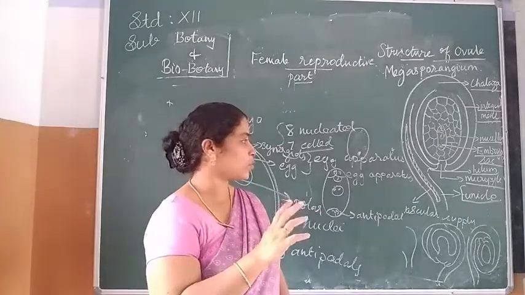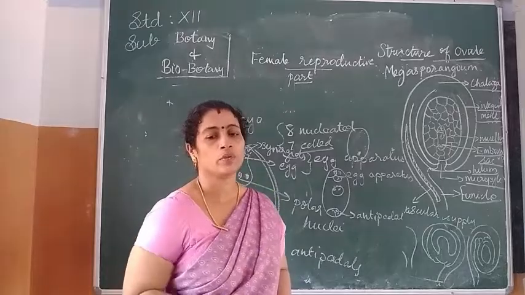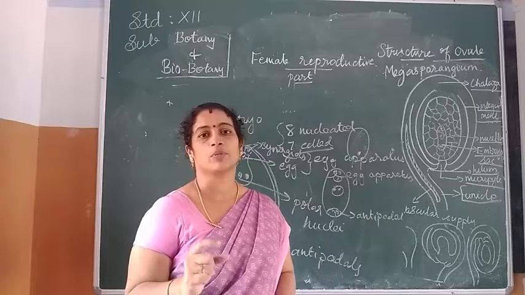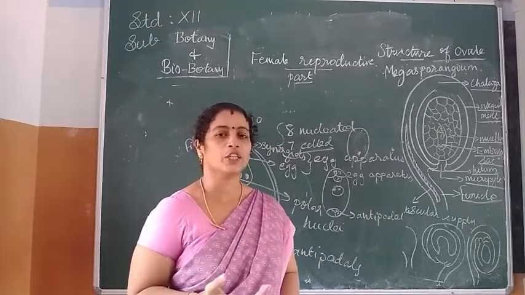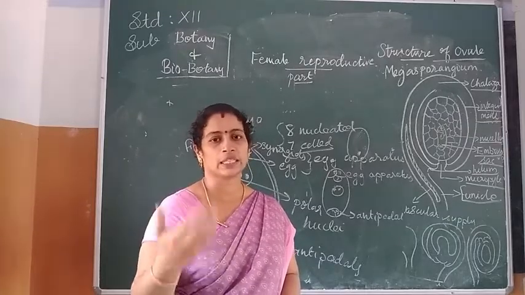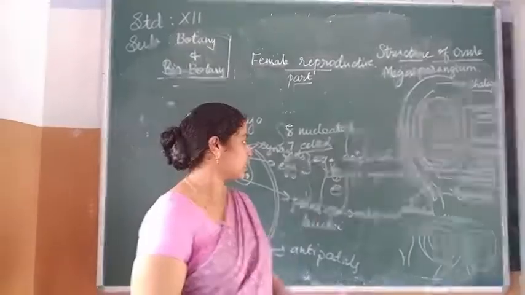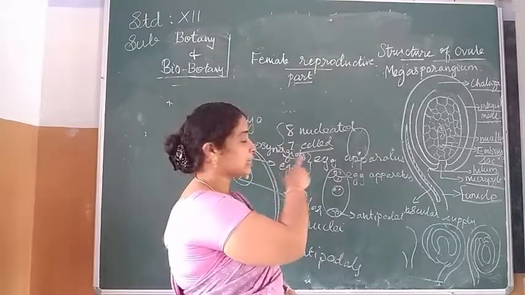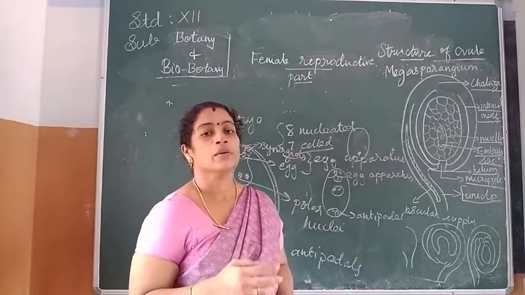So among the 4 cells formed, only one cell, that is monosporic, will be involved in the formation of the embryo sac. That is the chalazal cell. The chalazal cell will first divide into 2 and later divide twice to form 8 nuclei. These 8 nuclei will form the embryo sac, a 7-cell structure, formed from the megaspore.